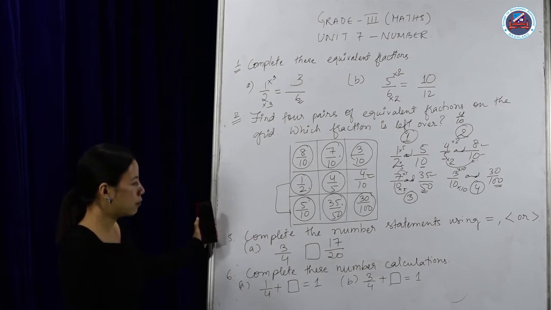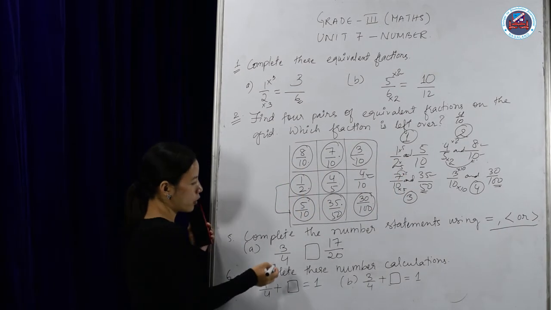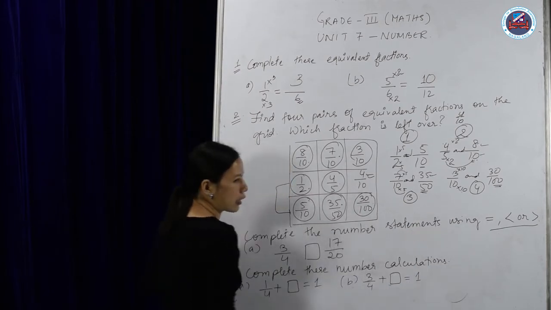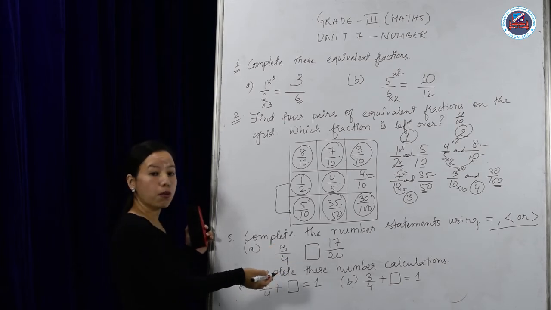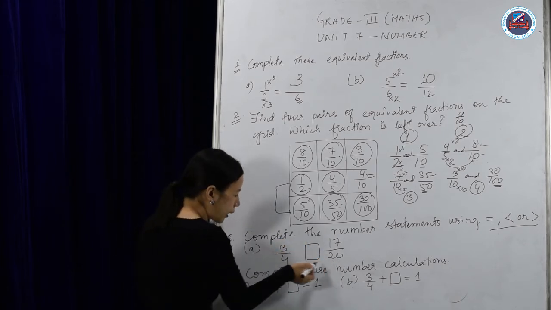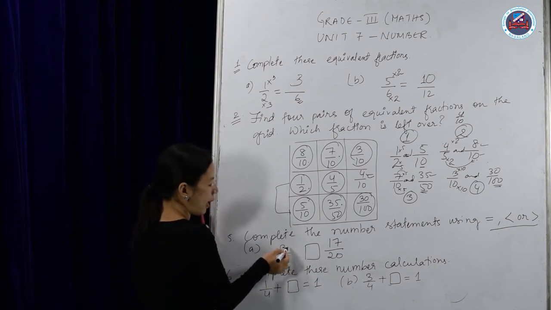It says complete the number statement using the sign. This equal, greater and less sign. Okay? So how do we use this? How do we compare these fractions? Here the two fractions sum is given. We have to compare using the sign. Which one is greater and which one is smaller or which one is equal. Okay, whether the fractions are equal or not.